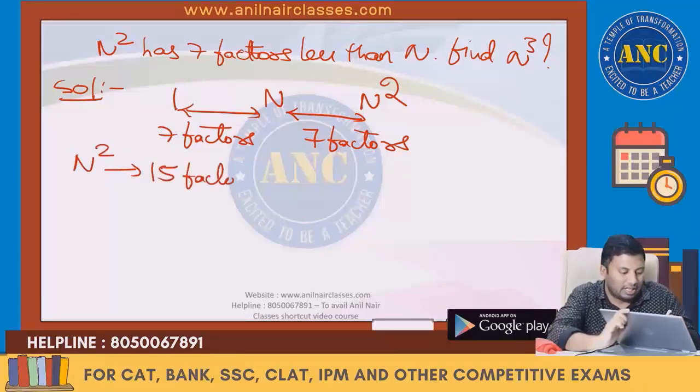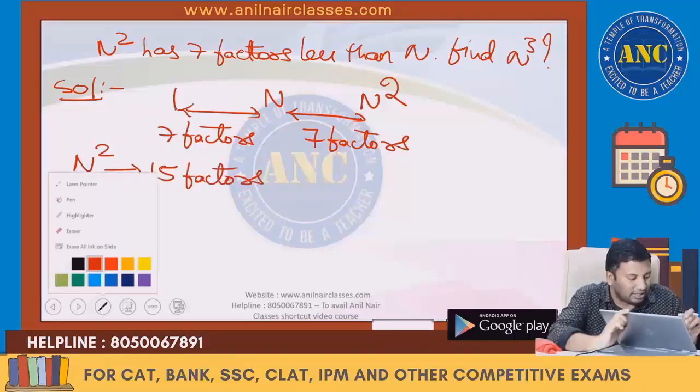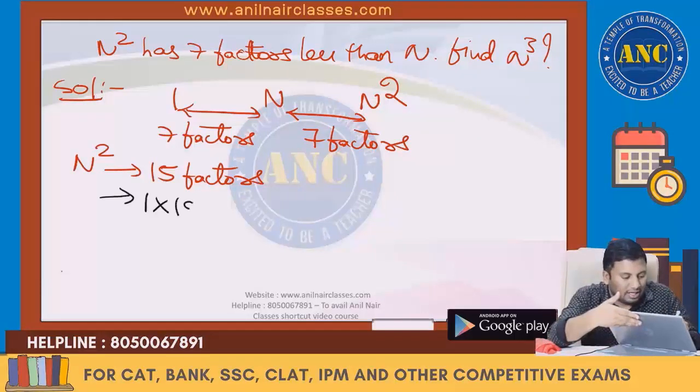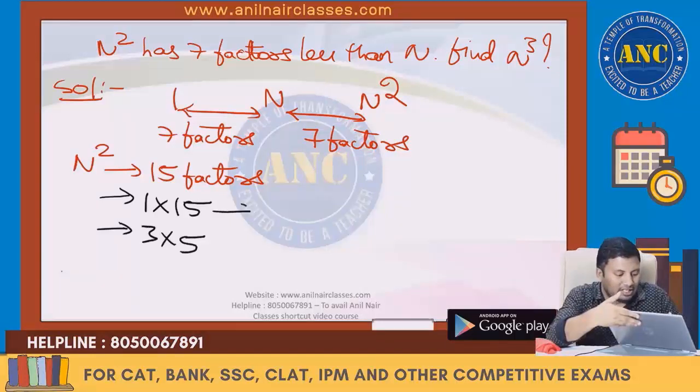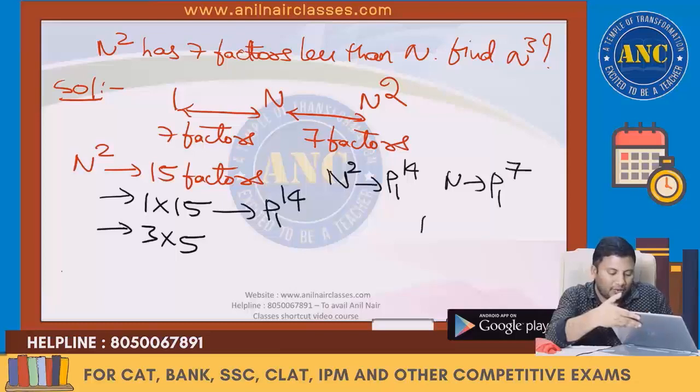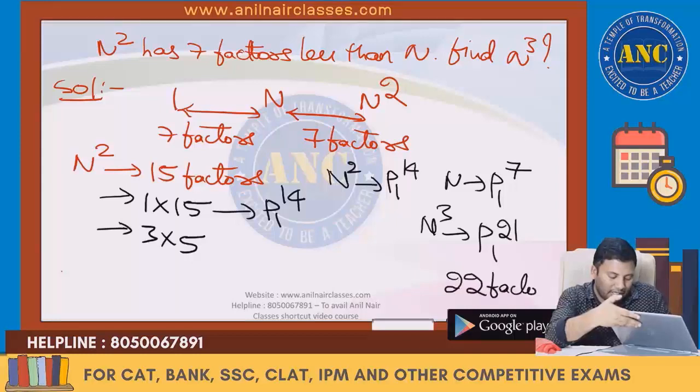I took n there. Please correct it, sir. I took n. Thank you for pointing out the mistake. N square has 15 factors. 15 factors means it is 1 into 15 or 3 into 5. If it is 15, this will be P1 power 14. If n square is P1 power 14, n will have P1 power 7. I want n cube. It is P1 power 21. Answer will be 22 factors for the first one.